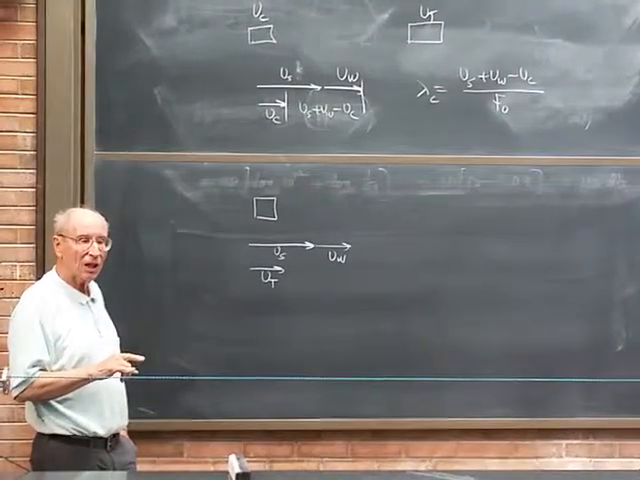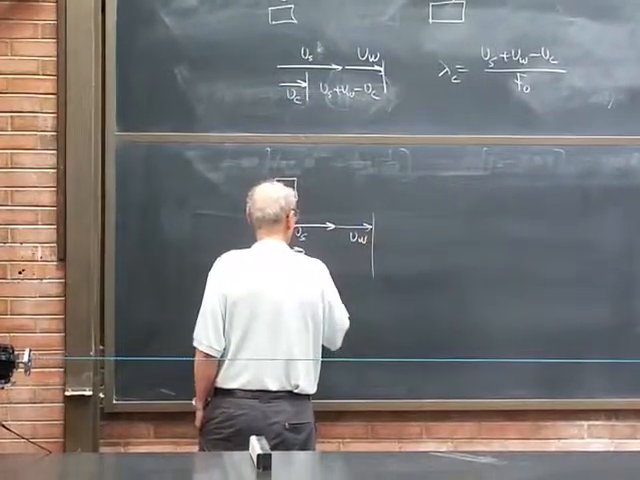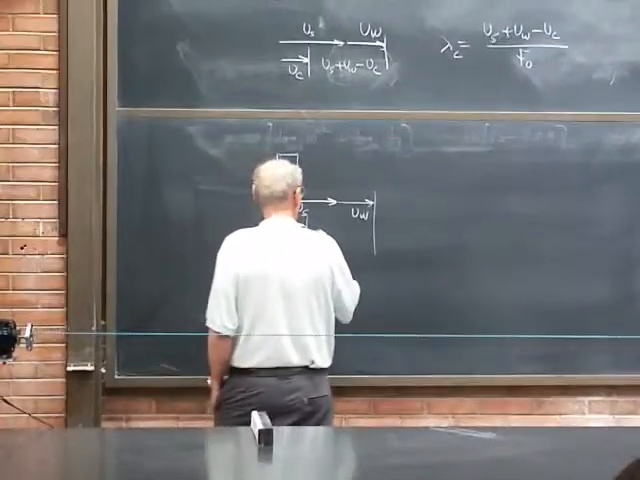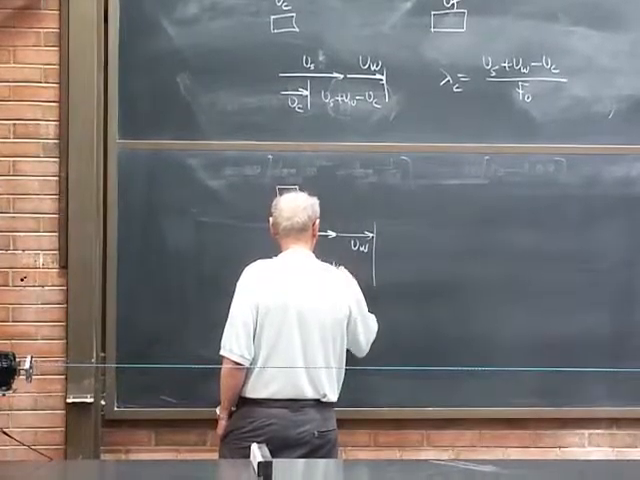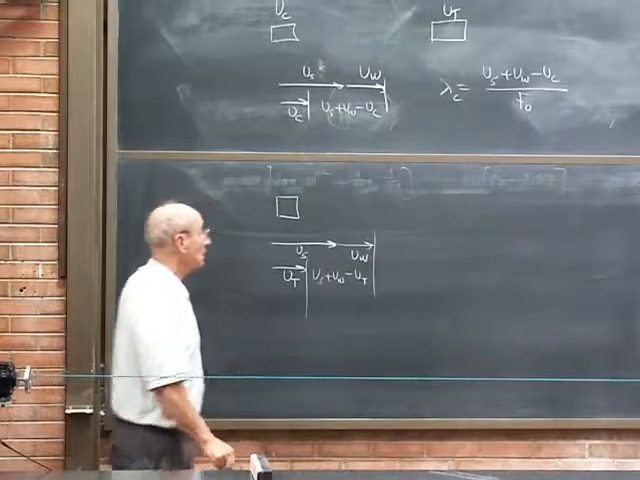Instead, you moved forward by a distance vt. So what length of chain actually went by you? That, which is Vs plus Vw minus Vt.